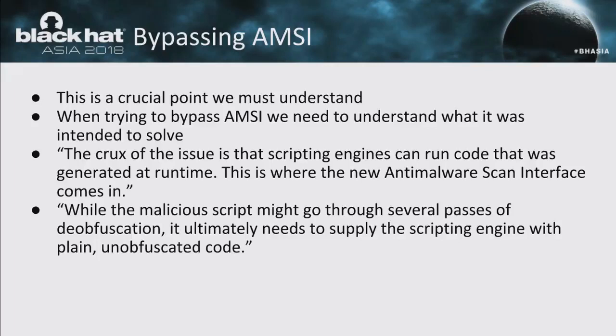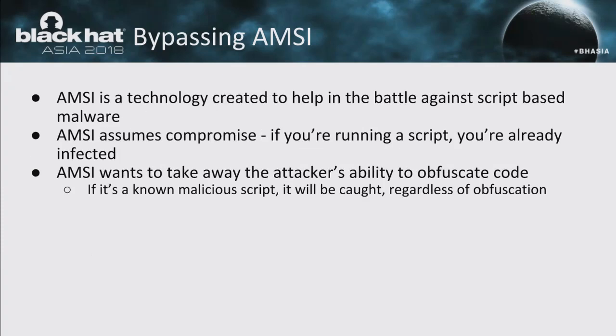But the crucial thing we must understand is that when trying to bypass AMSI, we need to understand what AMSI is there to solve. So according to the blog post by Microsoft that explains what AMSI is good for, the crux of the issue is that scripting engines can run code that was generated at runtime. This is where the new Antimalware Scan Interface comes in. While the malicious script might go through several passes of deobfuscation, it ultimately needs to supply the scripting engine with plain unobfuscated code. So AMSI is a technology created to help in the battle against script-based malware.